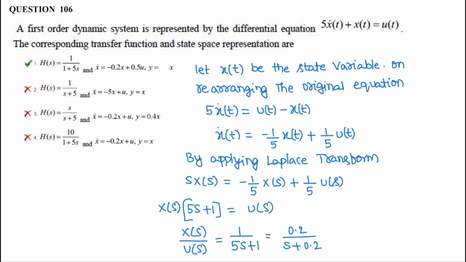x dot of t is d/dt of x of t. So applying Laplace transform, d/dt will represent s. So s X(s) = minus 1/5 X(s) + 1/5 U(s). From this, X(s)/U(s) is 0.2 divided by s + 0.2, that is 1/(1 + 5s). So the transfer function is 1/(1 + 5s). In option 2, the transfer function is incorrect. For option 3, the transfer function is incorrect. For option 4, the transfer function is incorrect. Therefore, correct answer is option 1.